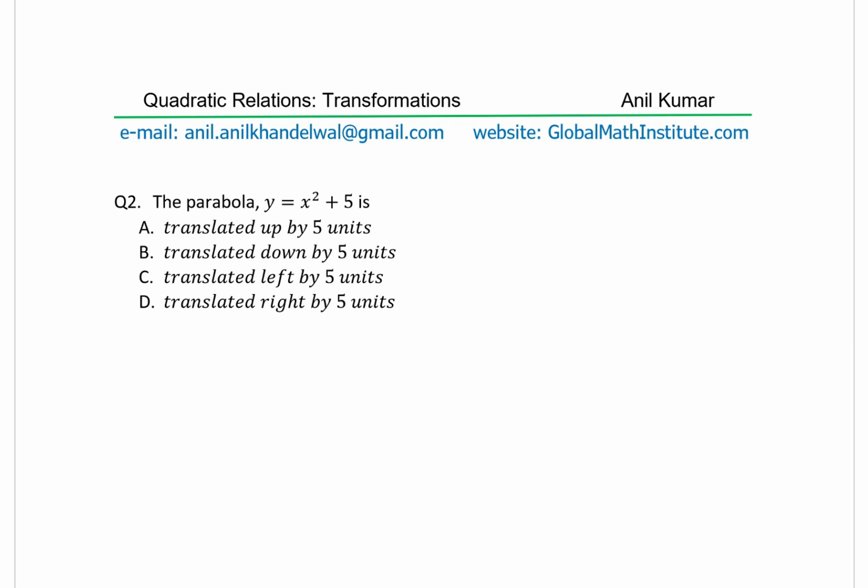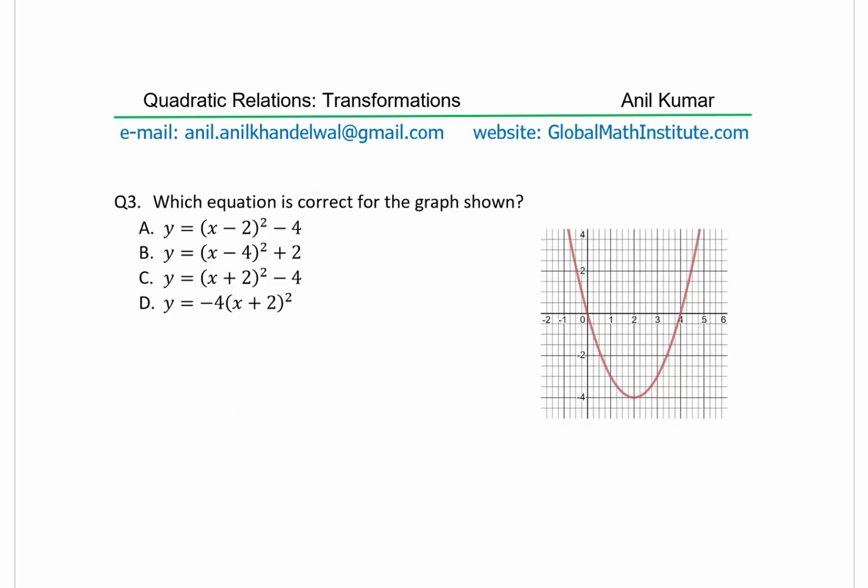Question number 2. The parabola y equals x squared plus 5 is what kind of transformation? So it is definitely a vertical transformation, correct? 5 units up. So it is a translation up by 5 units. A is the correct answer. So first you have to think about the answer and then look at the choices. That is my guidance.